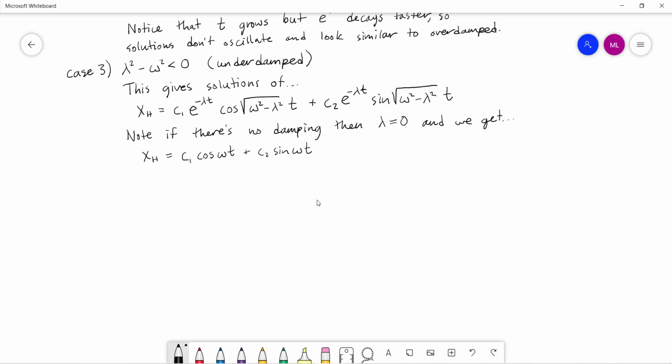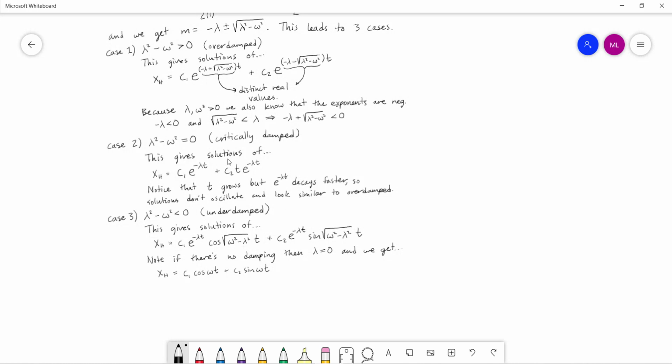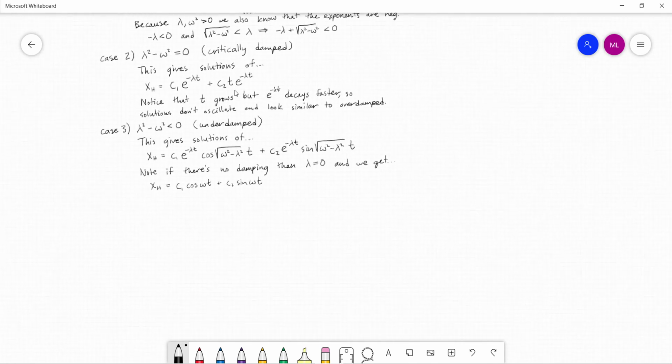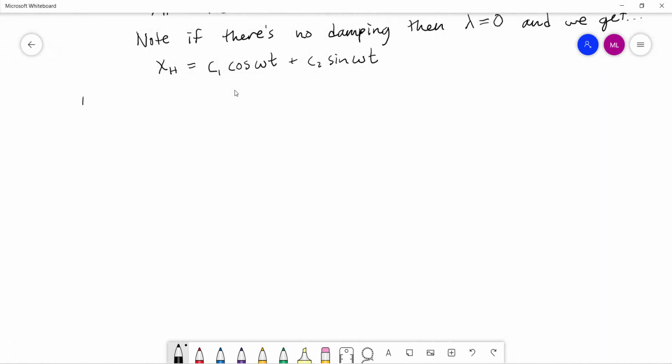What I want to think about now is, what if we return to the idea of forcing? All of these solutions here were our homogeneous solutions, right? They assume that basically the f of t term is not present. So what happens when we do indeed have some f of t term? What happens when we get harmonic forcing? So not just any forcing, but harmonic forcing.